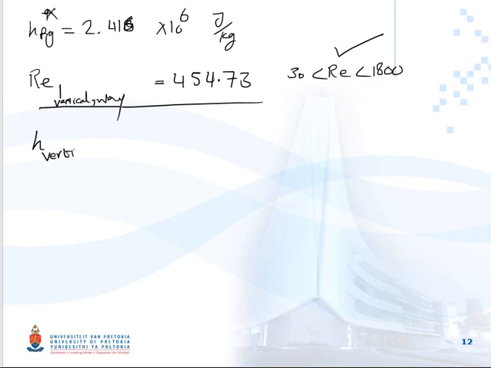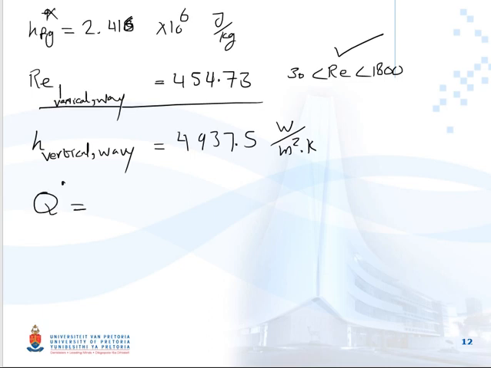So h vertical and wavy is equal to 4937.5 watt per square meter per Kelvin. The rate of heat transfer to the tube during the condensation process: Q dot is m dot hfg modified, which will be 8053 watt.